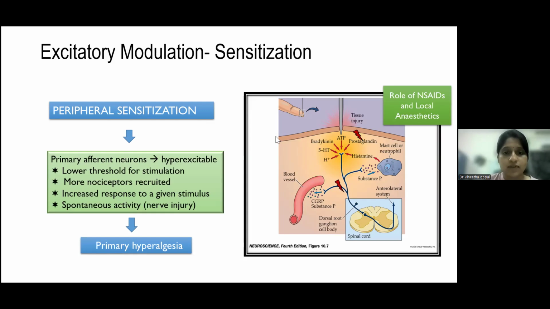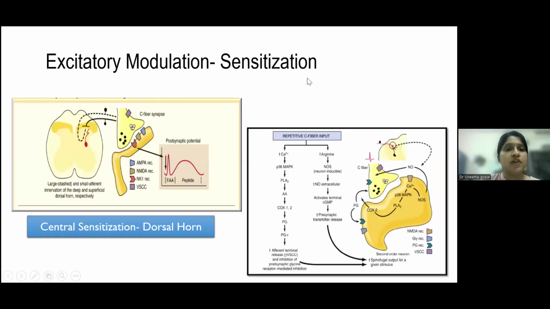Next, we come to central sensitization. This happens in the dorsal horn of the spinal cord. This is a primary afferent neuron, the neuron which is carrying the pain impulse from the periphery. And here is the dorsal horn. Here we have receptors like AMPA, NMDA, NK1. So many receptors are here. And this one is a voltage sensitive calcium channel.